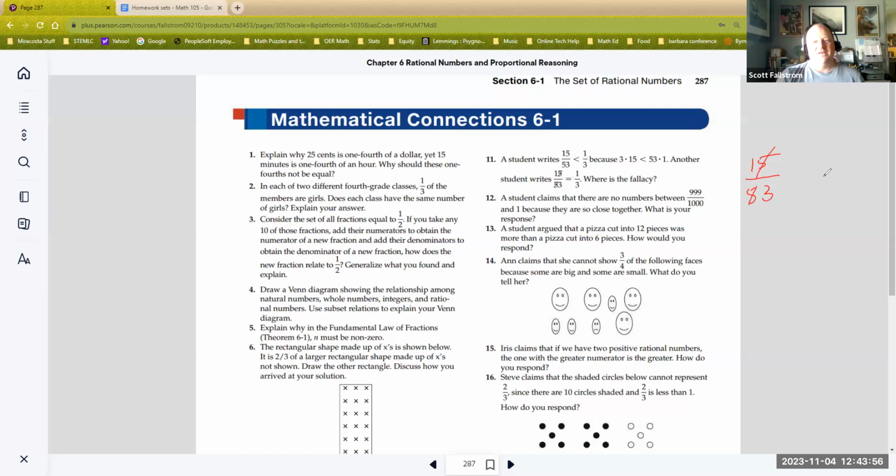15/53, I'll cancel the 5s off and I get 1/3. And you might say, oh, you can't do that, right? But what if a student had this problem? 16 out of 64. Now you type this into your calculator and hit that fraction button, guess what? You get 1/4.